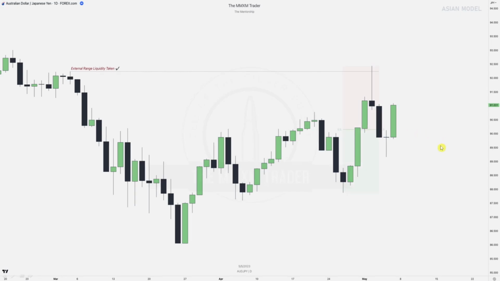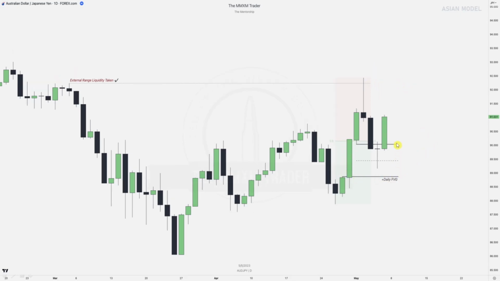gap. And how does that look with premium and discount levels drawn out? Over here we've got our range low, into equilibrium down here, and then eventually, because we took out that external range liquidity, this is our dealing range high or our premium high. So over here we've got that daily fair value gap after we took out that external range liquidity, and that was our draw on liquidity going from external to internal.